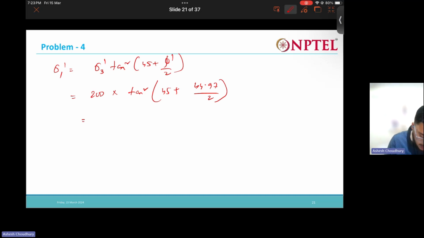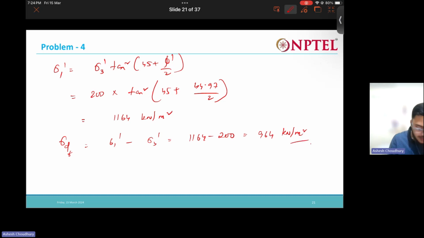This will come out as 1164. Therefore, the deviator stress now will be sigma 1 minus sigma 3, right? Quite simple. Just directly you need to use the values and find it out.